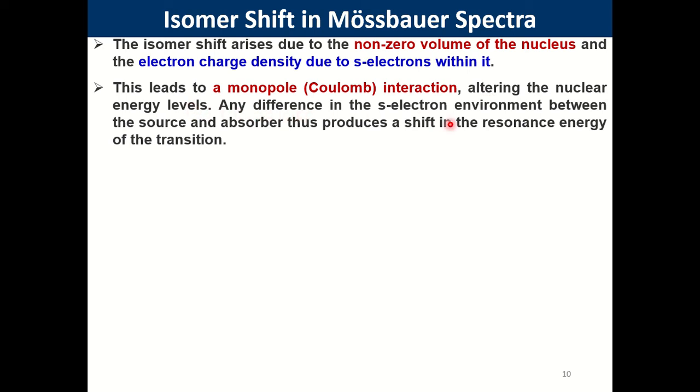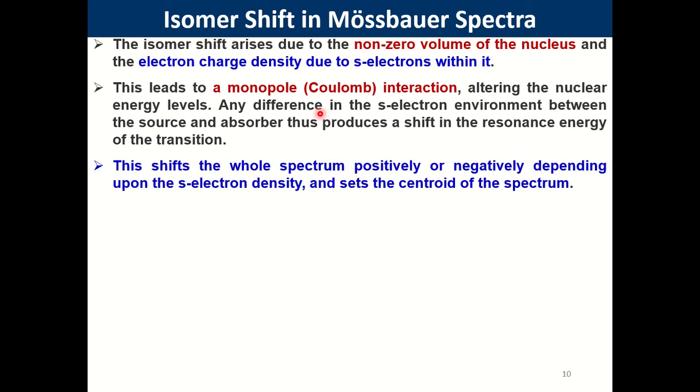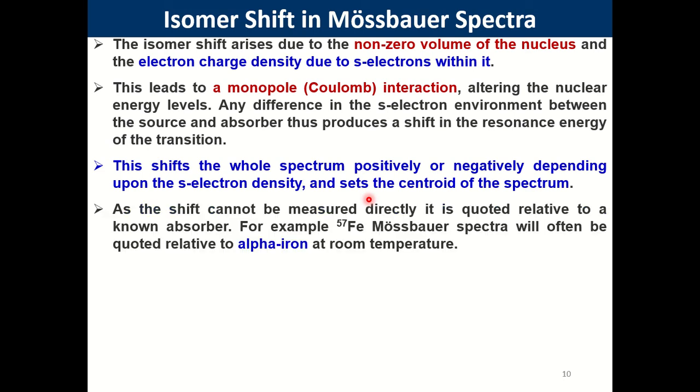So any difference in the s electron environment that we were talking about earlier, due to the change in the surrounding ligands, there could be oxidation, removal of an electron. All those things are going to affect this monopole interaction because of the presence of the s electrons at the nucleus. So this is the primary effect that we obtain. There will be a shift in the whole spectrum, in positive or negative direction velocities, depending on the s electron density, and the centroid of the spectrum will be shifted.